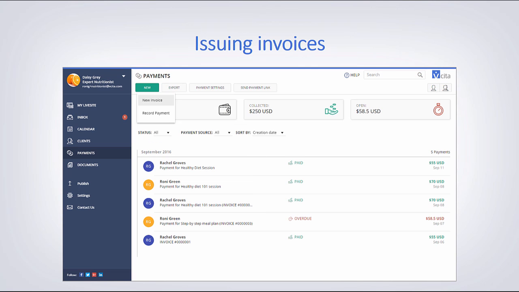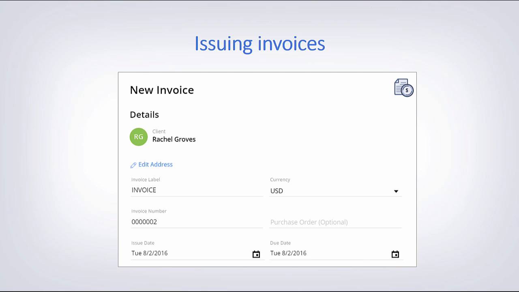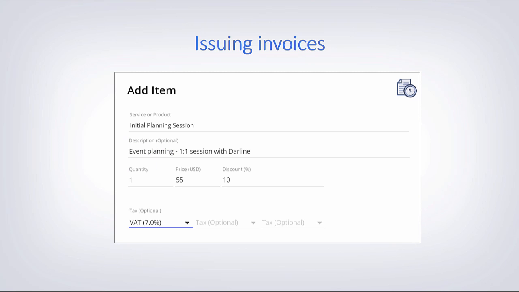Let's take a look at the process of issuing an invoice and sending it to the client. So I hit new invoice, and I can select the client, select my currency. If I have a purchase order, I can fill that in, the due date, of course. I can select the service from a predefined list on my account, or I can just enter a new one. If I have a description, I can add that. Of course, quantity, price, discount if you wish to add one, and tax rates, and we also support several taxes per invoice.